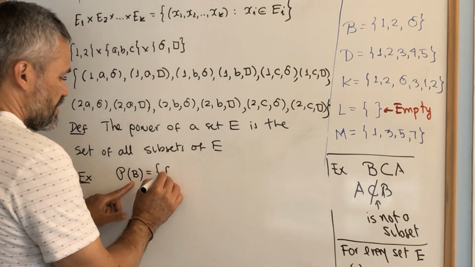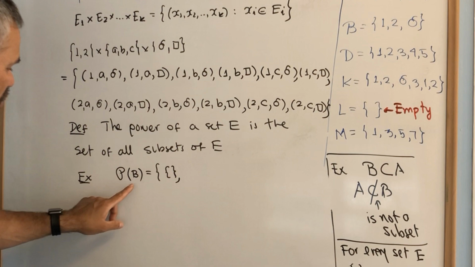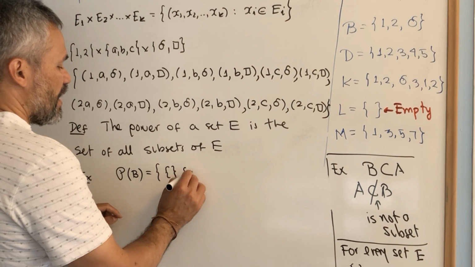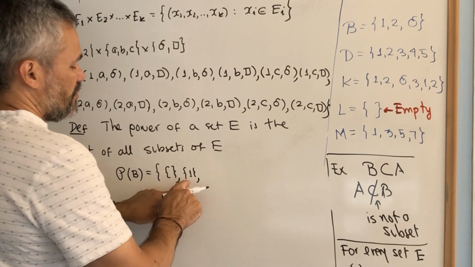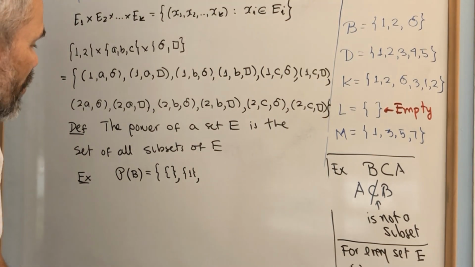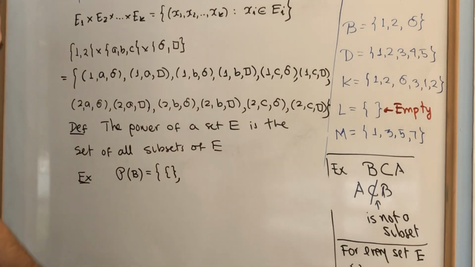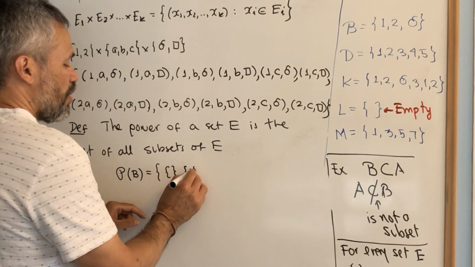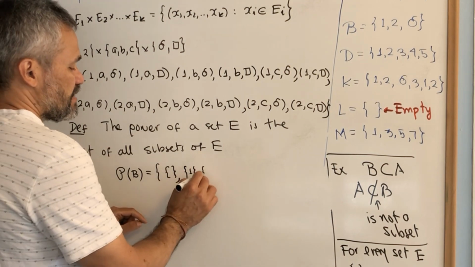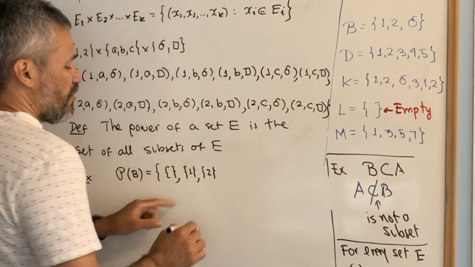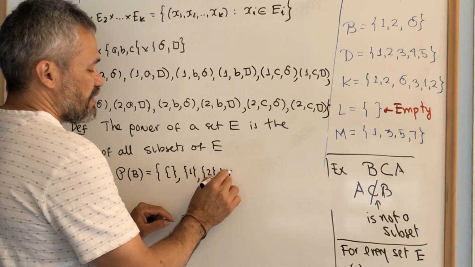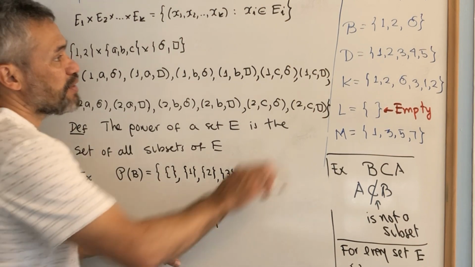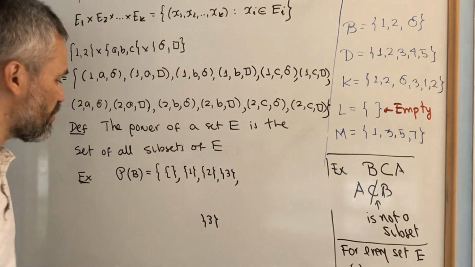Then we have the empty set, which is a subset of B. What else is a subset of B? The set with only one element. What else is a subset of B? We have the set whose only element is 1. The set with only element 2, and this set. Right? You can check that {apple} is a subset of B. Right? And then let's keep going.